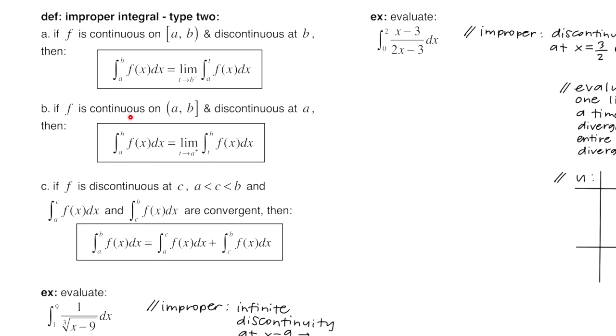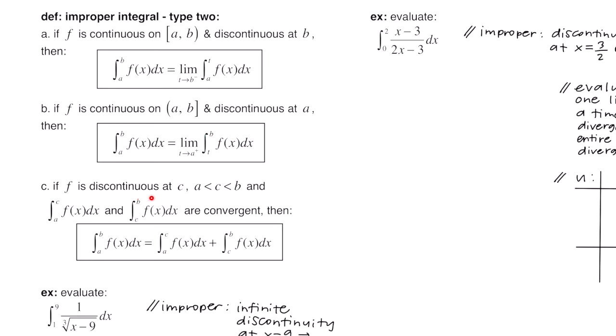Next, if f is continuous on the interval (a, b], where a is open and b is closed, there's a discontinuity at a. Then again, a is a lower limit this time, so we say the limit as t approaches a from the right, and then we replace the a with t, and then we do the integral from t to b of f of x dx.